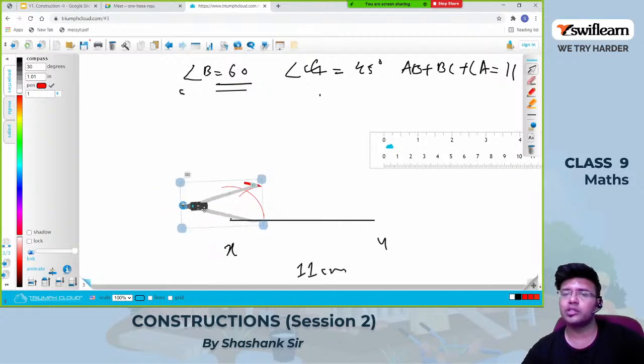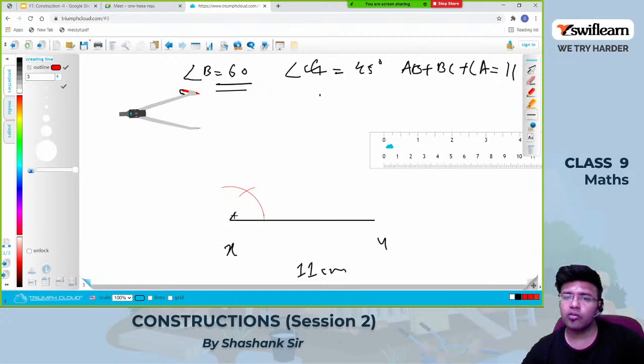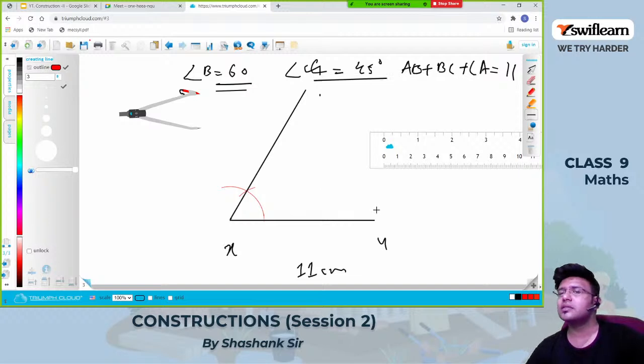This angle, students, how much is this equal to? If I draw a ray from X passing through this point and measure, that will be 60 degrees. You can check using a protractor. So this angle is 60 degrees. What about angle C? Angle C is 45 degrees.